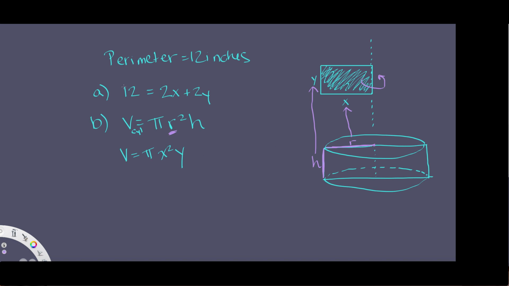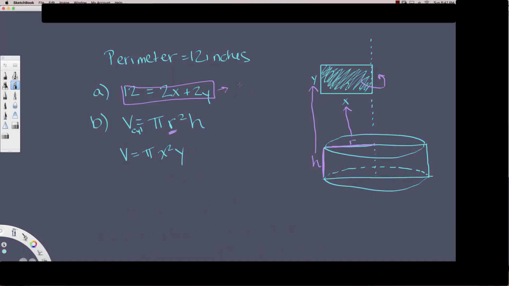So that's when we're going to go back up here to our perimeter equation, and we're going to solve for y and substitute. Right, so solve for y. We can do that out here. I'm going to start just by dividing everything by 2. We get x plus y is equal to 6, and therefore if we isolate y, y is equal to 6 minus x. So now I can take this expression for y and substitute it right in here into my volume formula. So the volume in terms of x is pi x squared times 6 minus x.